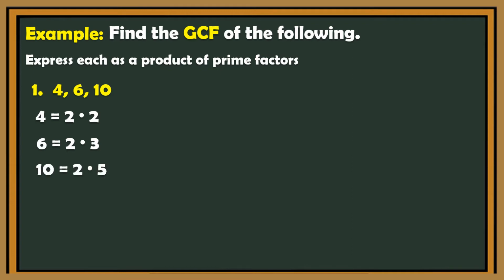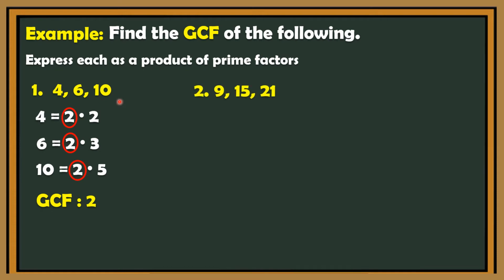Therefore, look at the common factor. The common factor is 2. So this is now the greatest common factor of 4, 6, and 10. Always remember, the greatest common factor is the highest number that can be divided to 4, 6, and 10.